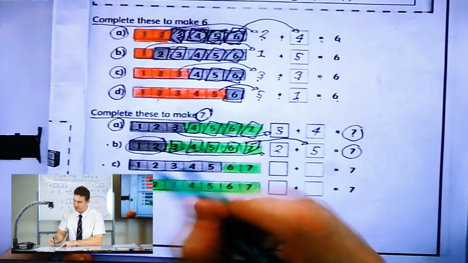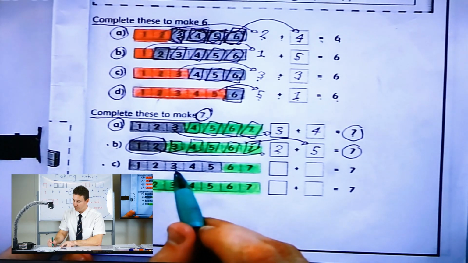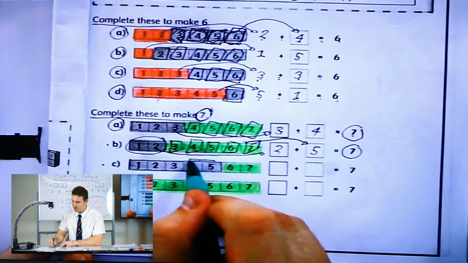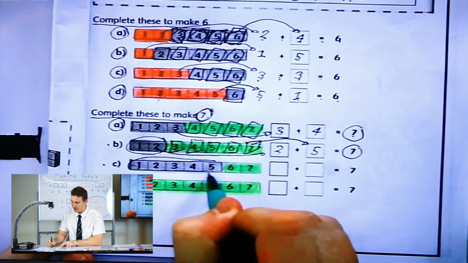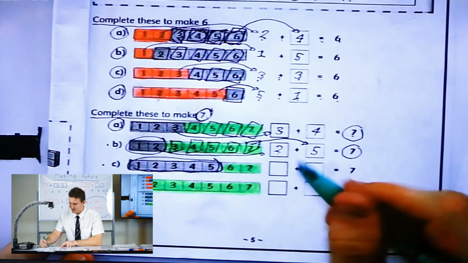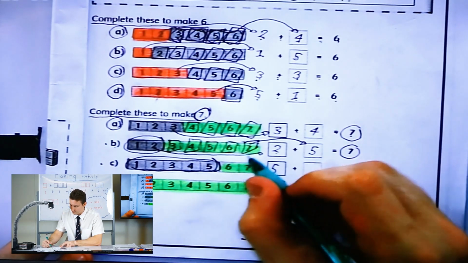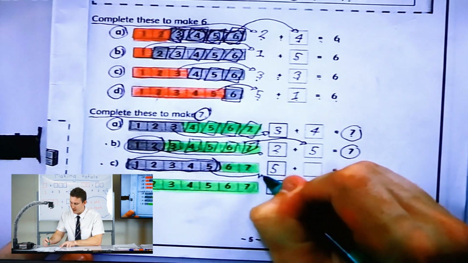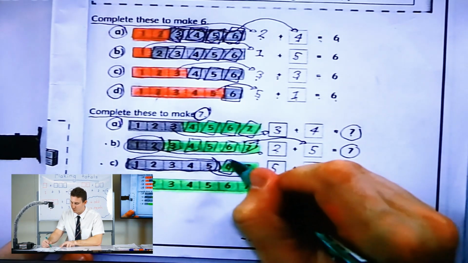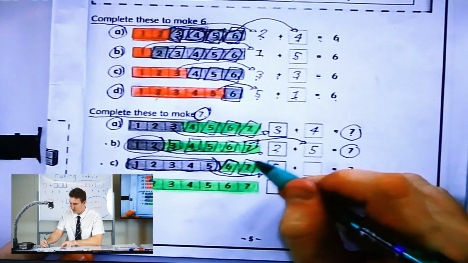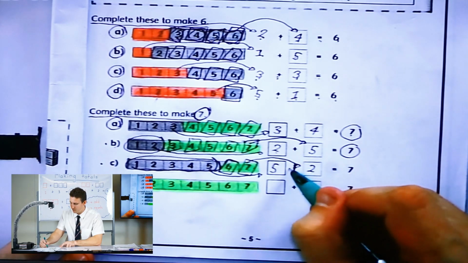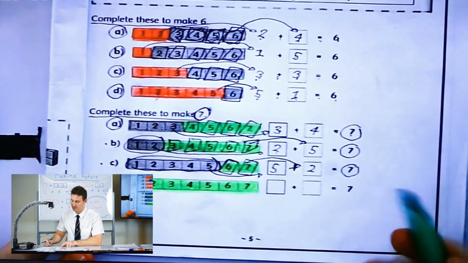Good. Example C. 1, 2, 3, 4, 5, 6, 7. And how many of the numbers are in gray? Can you count? How many? 5. Yes, so we can put the 5 in the first box here. And how many of the numbers are in green? Only 2. 1 and 2. And we can put the next 2 there. So 5 plus 2 equals 7.